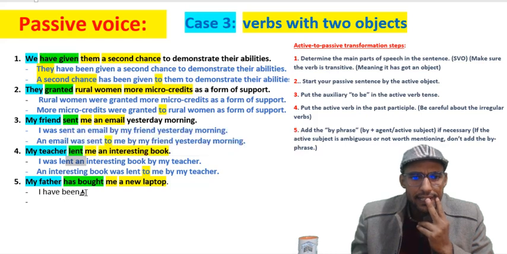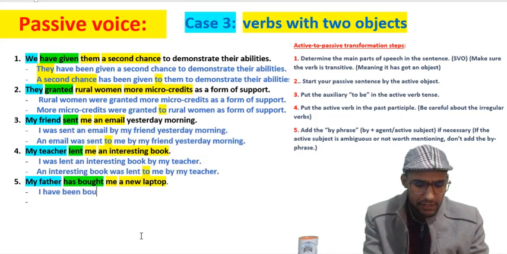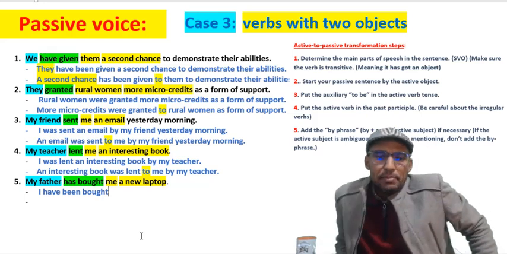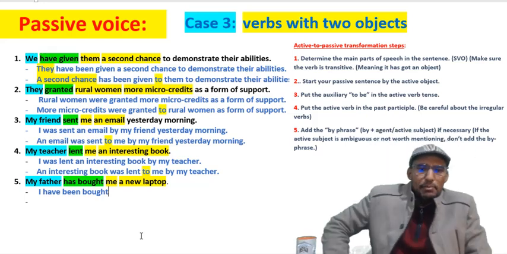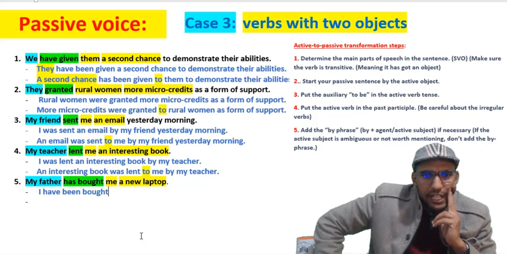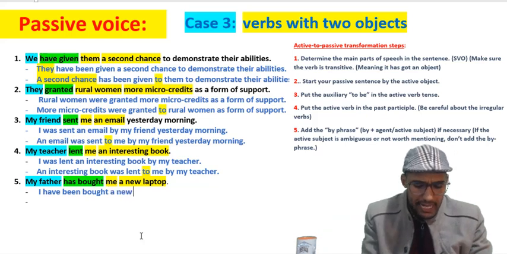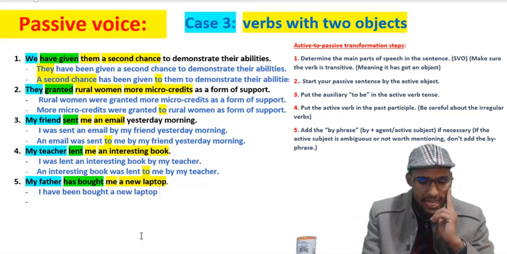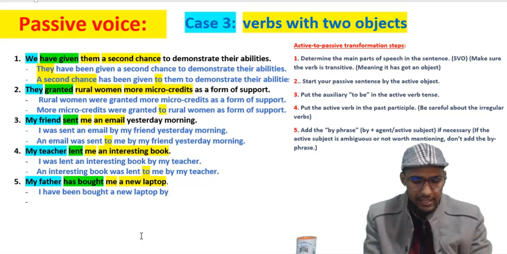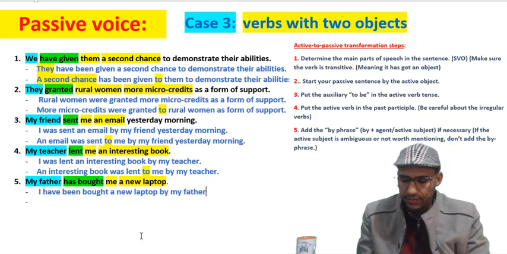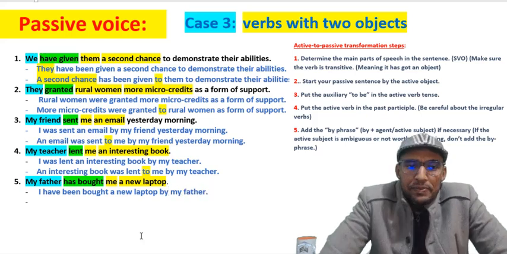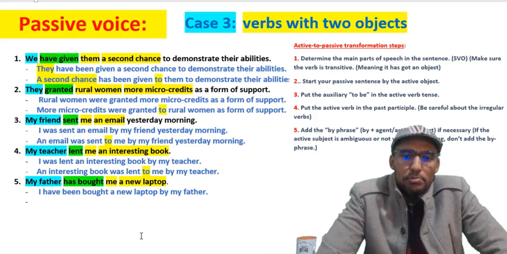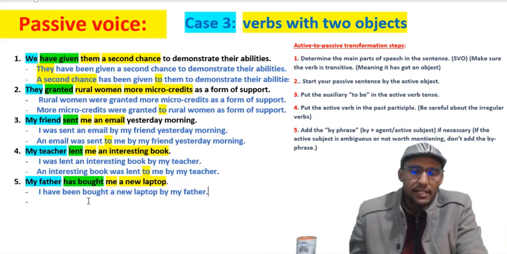Okay, here we go, right? I have been plus the past participle of the verb. We say I have been bought, right? I have been bought a new laptop, right? And then we add the agent by my father. We keep the agent at the end, right? I have been bought a new laptop by my father, right?